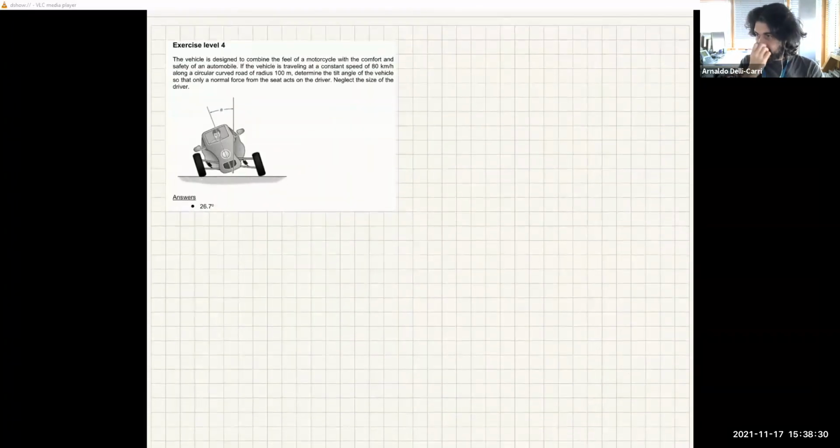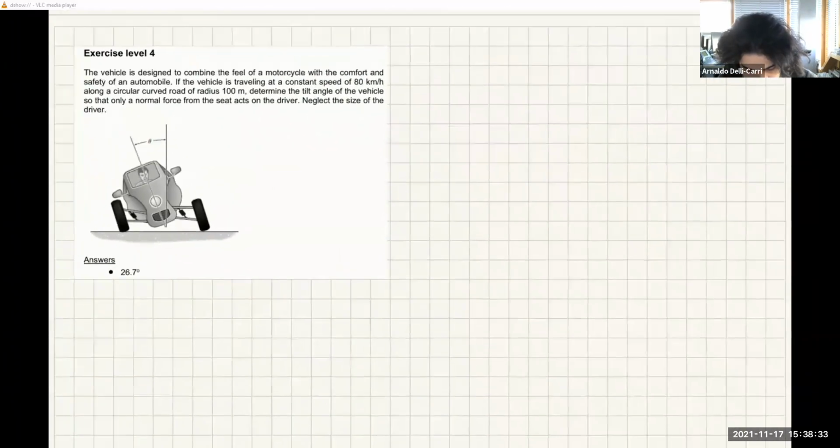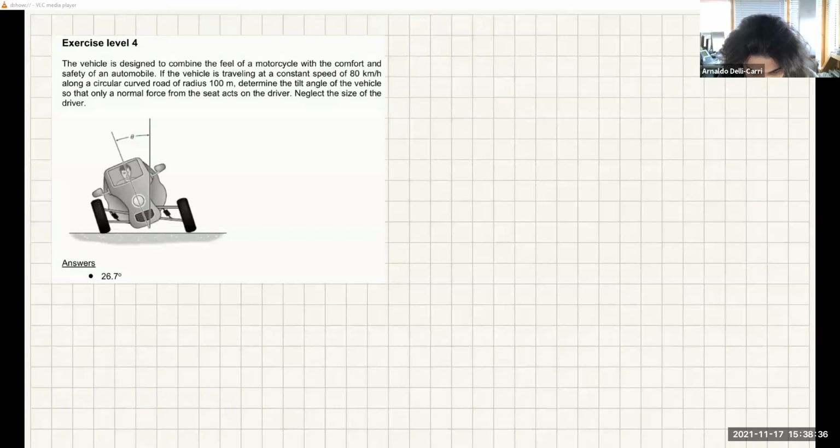So let's solve exercise level 4, which is a vehicle designed to combine the feel of a motorcycle with the comfort and safety of an automobile. The vehicle is traveling at a constant speed of 80 kilometers an hour. So let's say that V is 80 kilometers an hour along a circular curved road of radius rho 100 meters. Determine the tilt angle of the vehicle, this theta here, so that only a normal force from the seat acts on the driver. So we're talking about the driver here, not the car itself. Neglect the size of the driver.